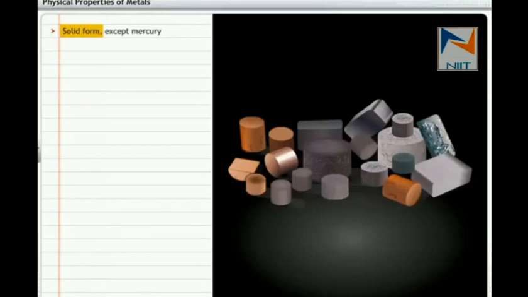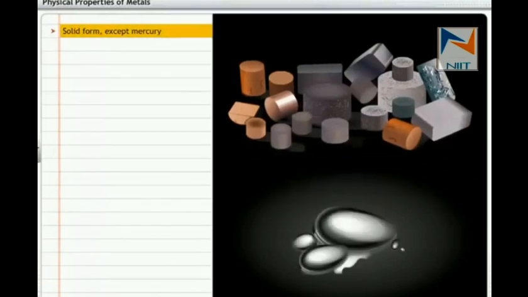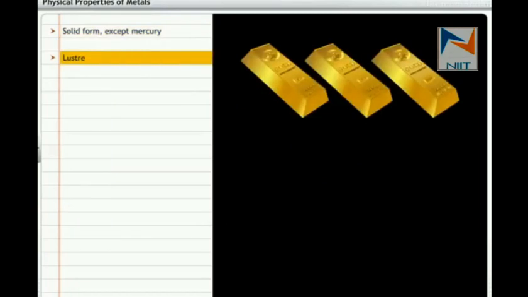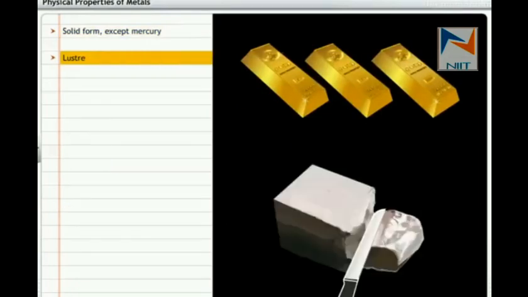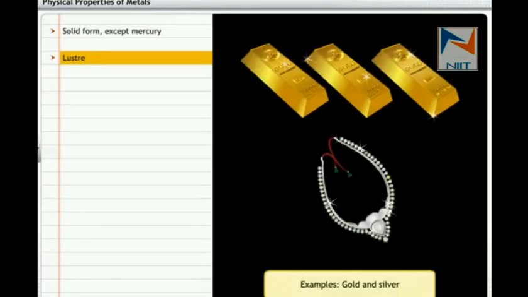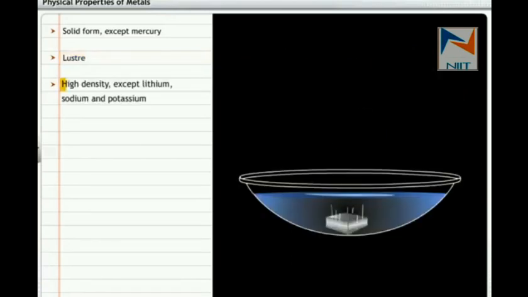All metals are solids at room temperature, except mercury, which is a liquid. All metals are lustrous. Metal surfaces shine when they are freshly cut. For example, gold and silver are popularly used for making jewelry because of their luster.